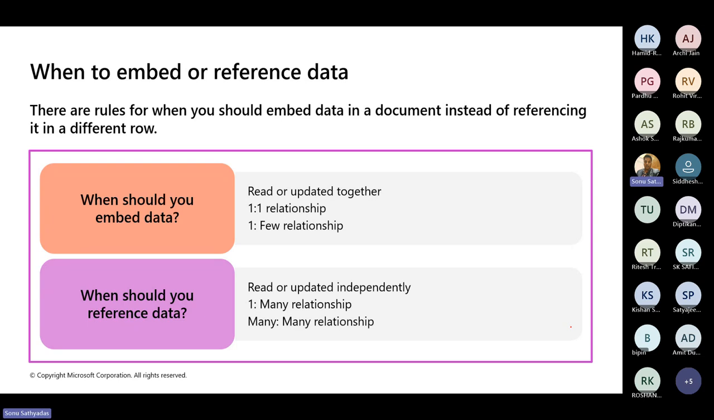So when to embed or reference data? There are rules for when you should embed data in the document instead of referring to it in a different row. When should you embed the data? Whenever there is a one-to-one relationship or one-to-few relationship, meaning we can update the records together, whenever we want to read them together or update them together, we can store all the information in a single document, like in the previous example. One customer will have one password information. So that is a one-to-one mapping. Or one customer can have a few address informations, right? Like one address or two, maximum two or three addresses. In such cases, we can embed all the information into a single document.